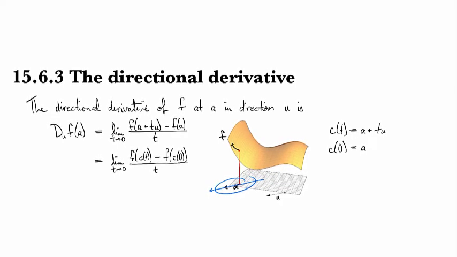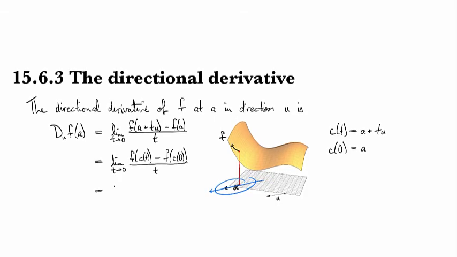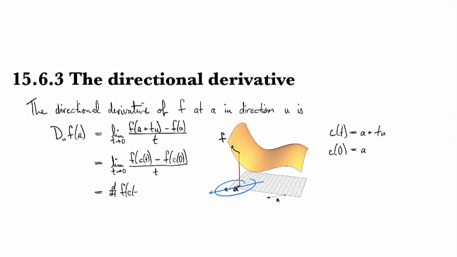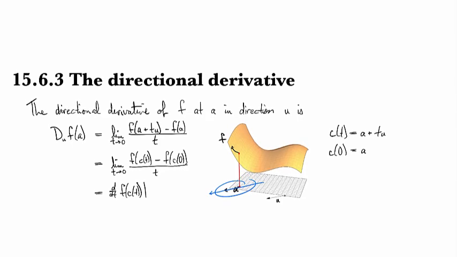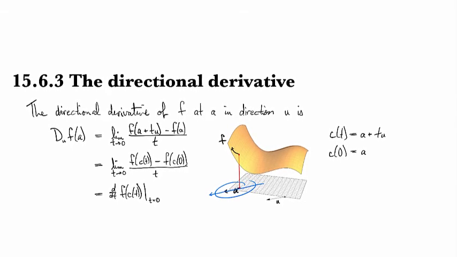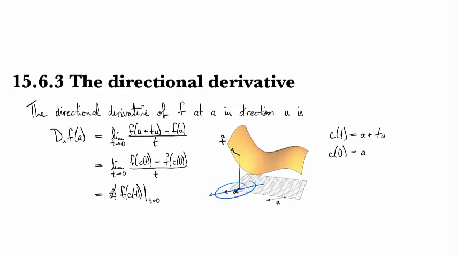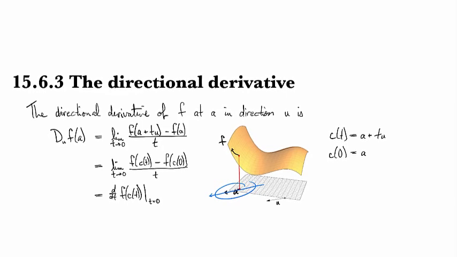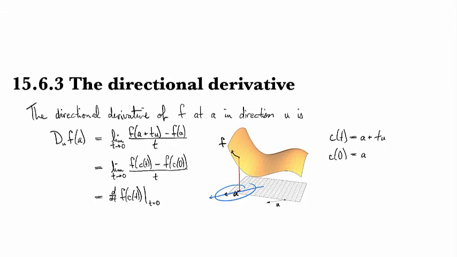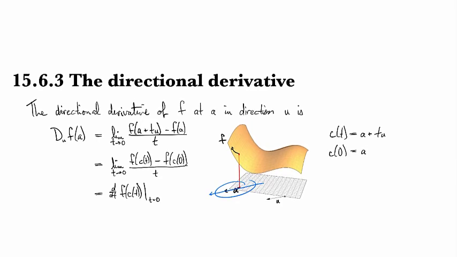And if you squint your eyes at that for a second, you realize that this is the time derivative of f of c of t evaluated when t is equal to 0. And that'll be a handy way to think about it when we try to understand directional derivatives in terms of partial derivatives in the next section. But for now, let's just take a look at what f is doing when we constrain to this path c.